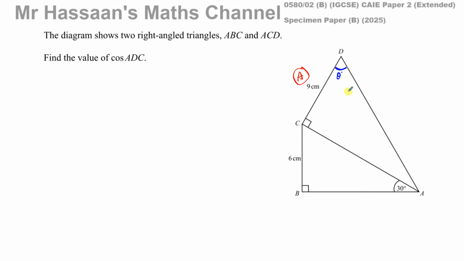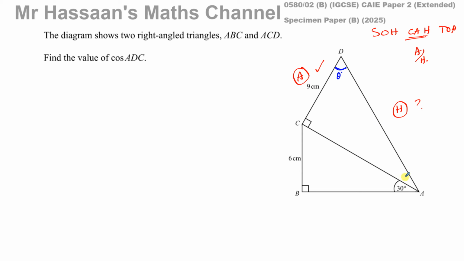We need to have one other side on this right angle triangle in order for us to find the cosine of angle ADC. In fact, not only do we have the adjacent side, we need to have the hypotenuse, because as we know from SOHCAHTOA, talking about right angle triangles, the cosine of an angle is adjacent over hypotenuse. So we have the adjacent, we need the hypotenuse. So how would we find the length of this side?